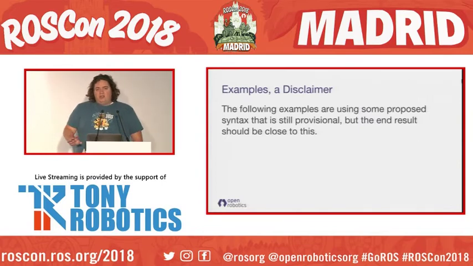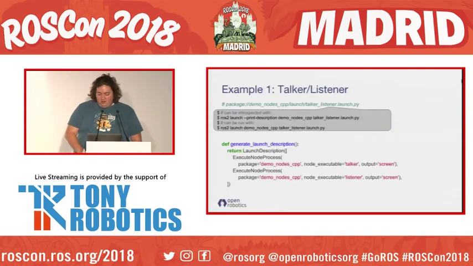So I'm going to jump directly into some examples, but a disclaimer, these examples are using the latest and greatest syntax, which may not be available in Bouncy or even on master yet, but we're working on it. I thought it was better to show what's going to be as opposed to what is.